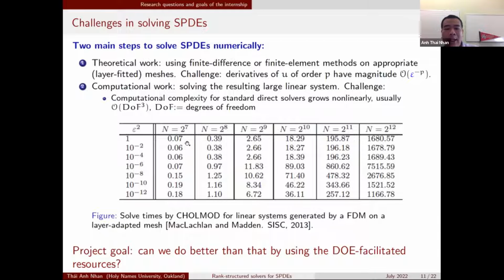Look at the time here. When the discretization parameter n increases, you will see the increased time, of course, because of the complexity of the system. But there's another thing: when you fix one n, you will see the time increases non-uniformly in epsilon. So the goal is, can we do better than that, using CHOLMOD, the state-of-the-art direct solver on the market? My question for the project is, can we improve that?